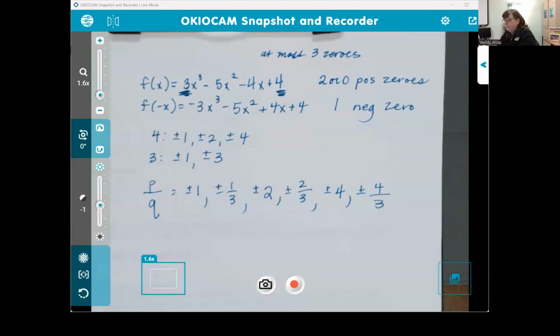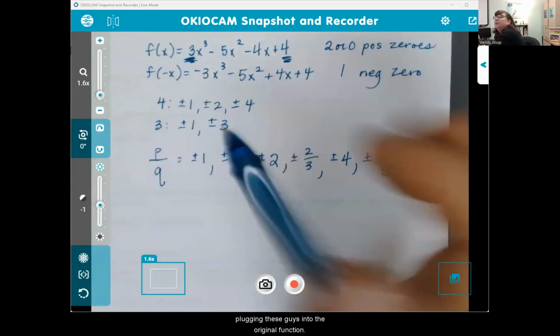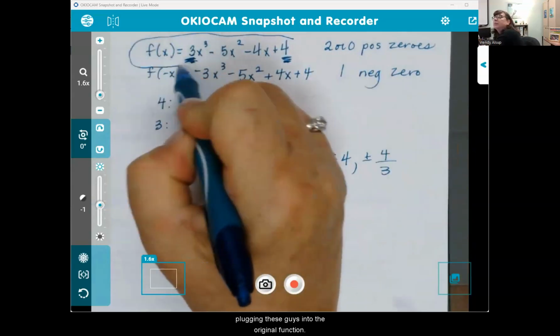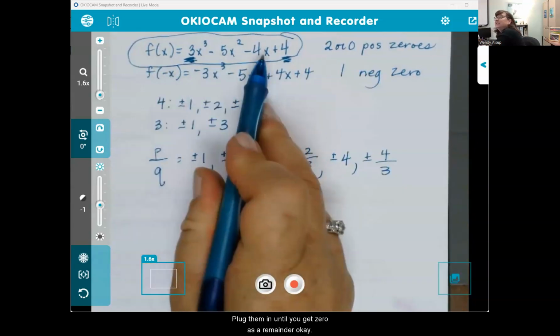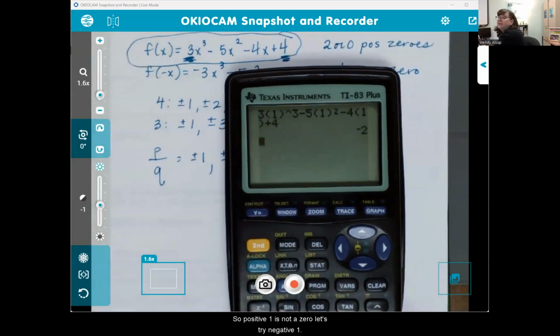All righty. Now we need to find the zeros. Probably the best way is just to start plugging these into the original function. This is our original function that we're working with. Plug them in until you get 0 as a remainder. So I'm going to start with positive 1. 3 times positive 1 to the 3rd power minus 5 times 1 squared minus 4 times 1 plus 4. So positive 1 is not a zero.